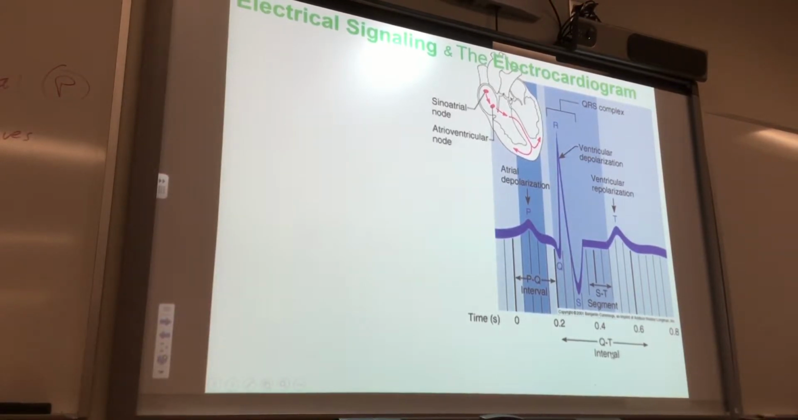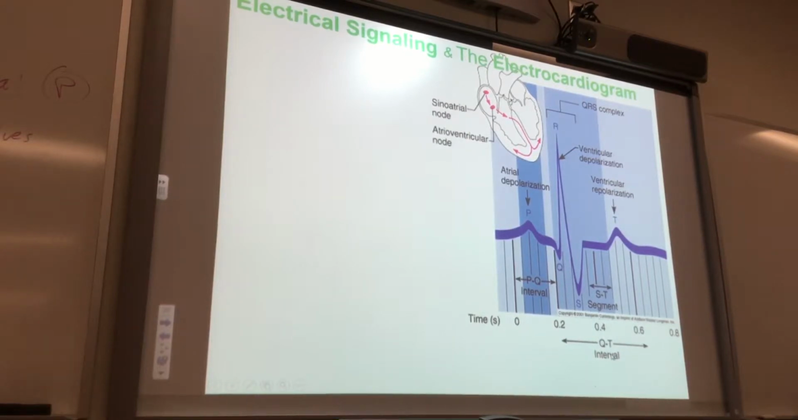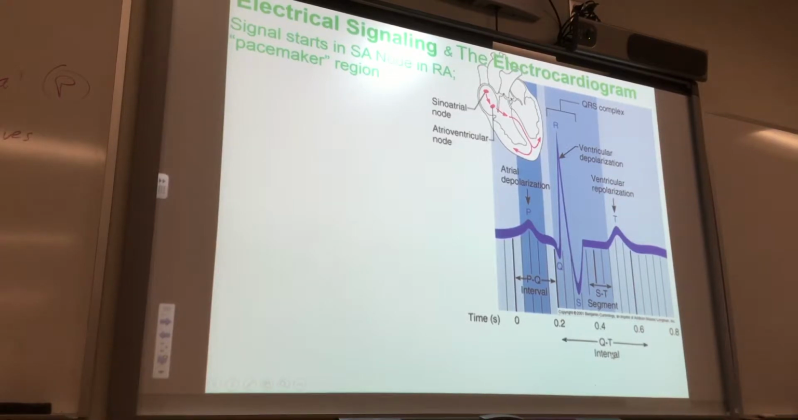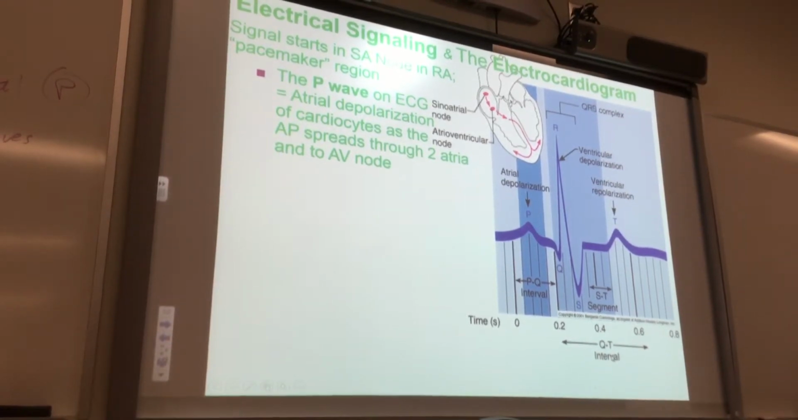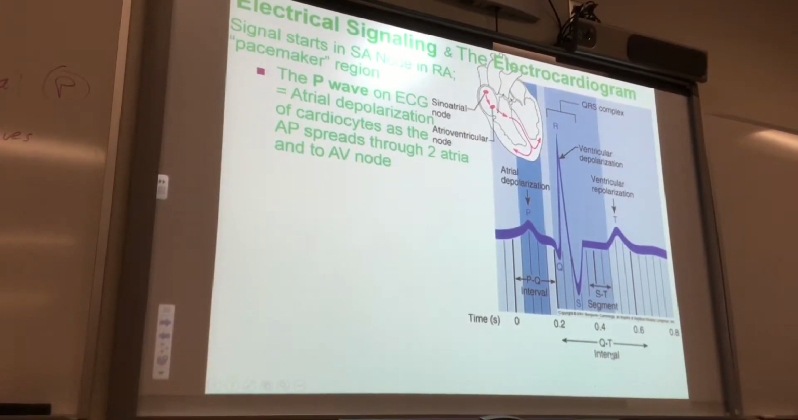So let's start on this. On the x-axis is time, in seconds in this graph, and millivolts is on the y-axis. You start here in the SA node. You start the signal with the pacemaker cells, and then you get this thing called a P wave on the ECG. The P wave represents atrial depolarization. This P wave represents every single atrial cardiocyte depolarizing at the same time.